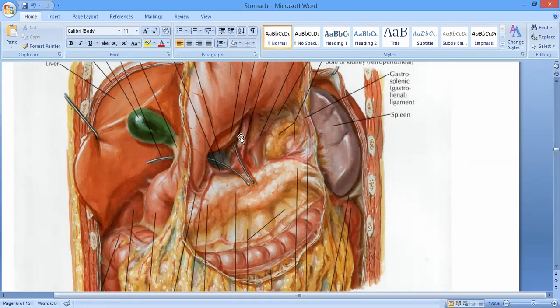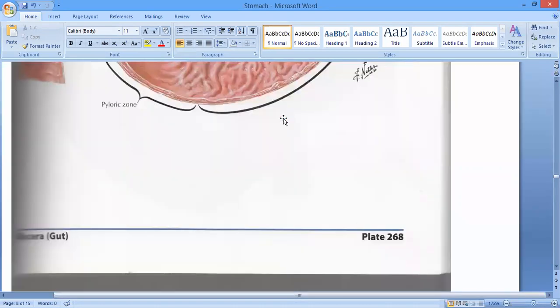So all these structures are forming the stomach bed, and these are going to contribute to the posterior relations. Is it clear? Is there any problem till here? Everything is clear? Now we'll talk about the blood supply of the stomach.